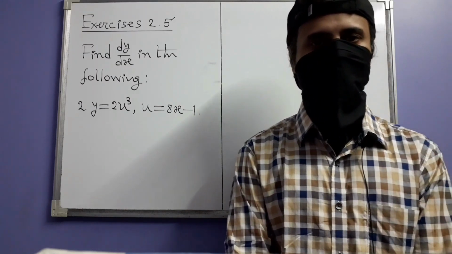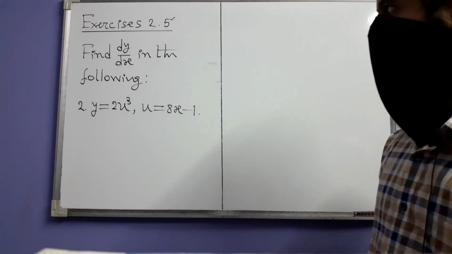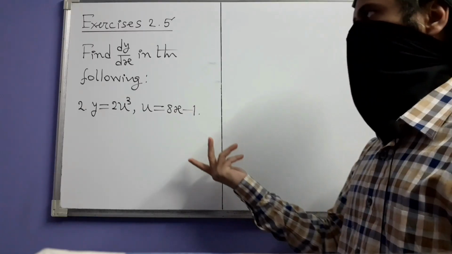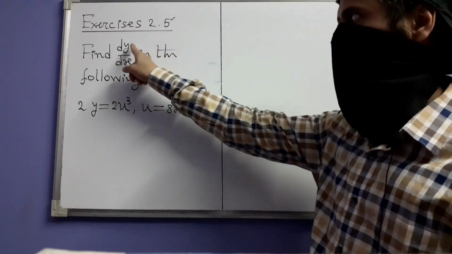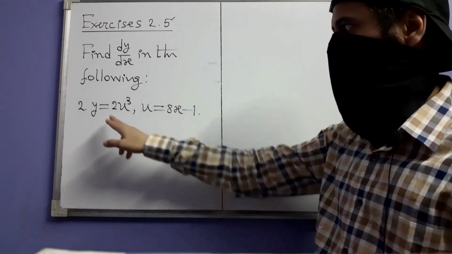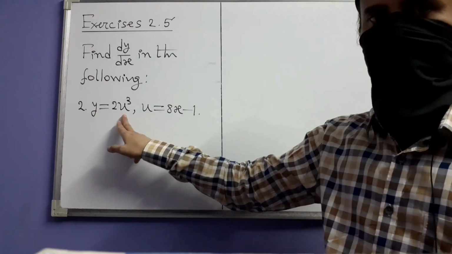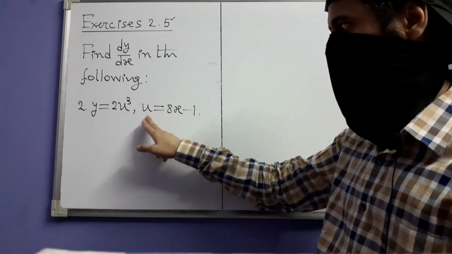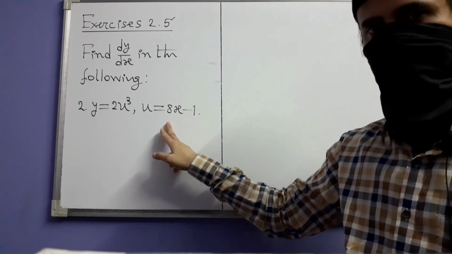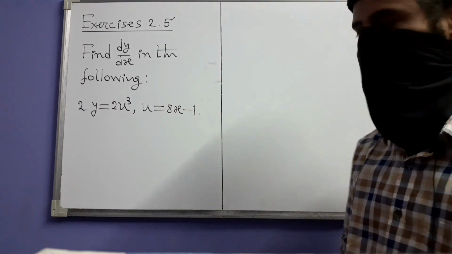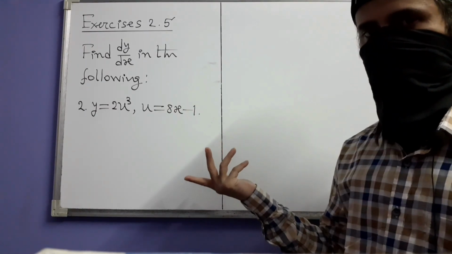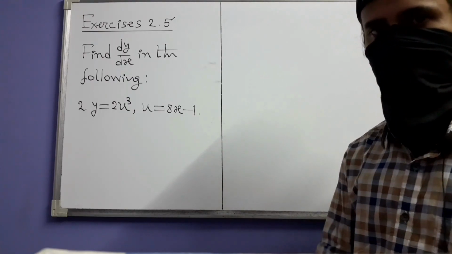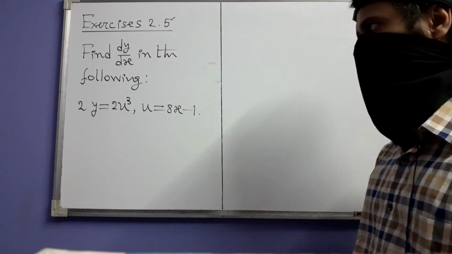So we start the exercises next. And let's see this one first. Here we have to find dy dx. y is given as a function of this variable u, y equals 2u cube, and u itself is a function of x, 8x minus 1. So you can understand that we have to use the chain rule here to find dy dx.